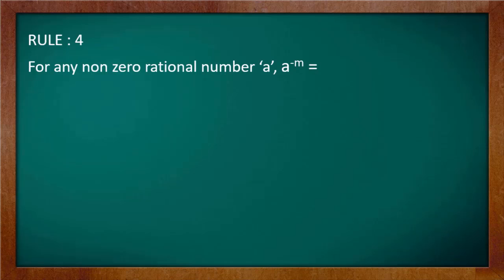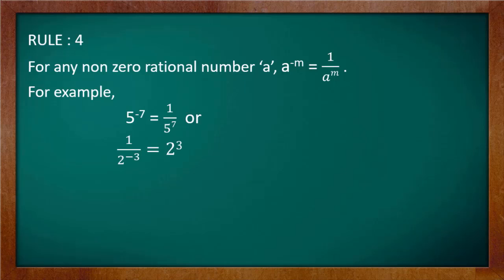Rule number 4. If you have any non-zero rational number with a negative power, it can be written as its reciprocal with a sign change of power. For example, 5 raised to power minus 7 can be written as 1 by 5 raised to power 7. Or 1 upon 2 raised to power minus 3, just the reverse case of this, can be written as 2 raised to power 3. So what do you have to remember here? The sign of the power changes, not the sign of the base. This is the key point here.